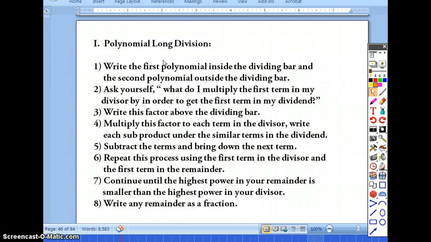Now for polynomial long division, the notes are worse than the actual process. If you go through it, it says write the first polynomial inside the dividing bar, the second polynomial outside the dividing bar. And then you ask yourself, what do I multiply the first term in my divisor by in order to get the first term in the dividend? This is very similar to what we do with long division with whole numbers.